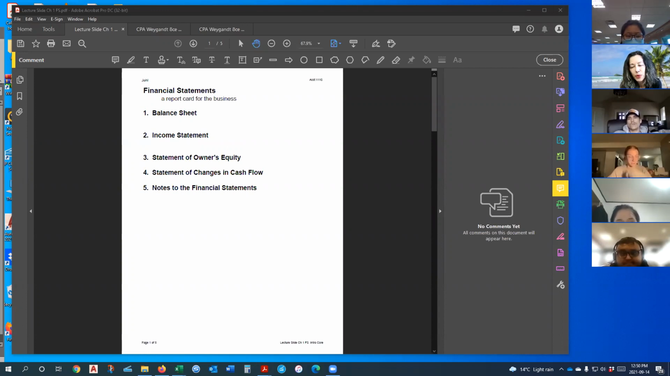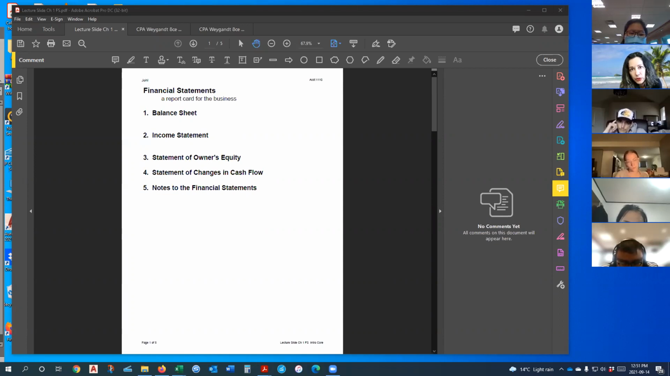a little bit more complex than just a letter grade at the end of the semester, because we've got so many users, different people with different interests. So we can't just simply give an A, B, or a C. So our financial statements for a business, a report card, if you will, is actually 5 separate reports. We deal with 1, 2, and 3 in this course. We do not do 4 and 5.